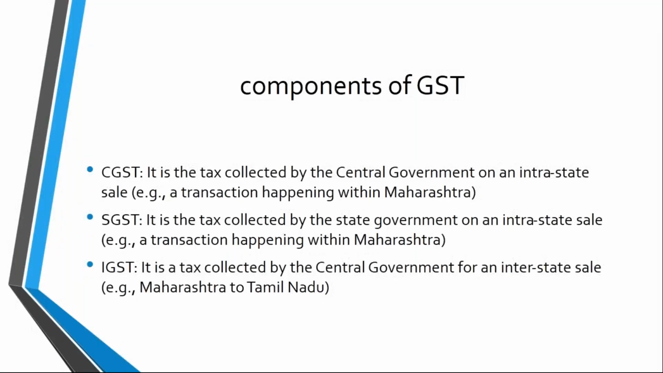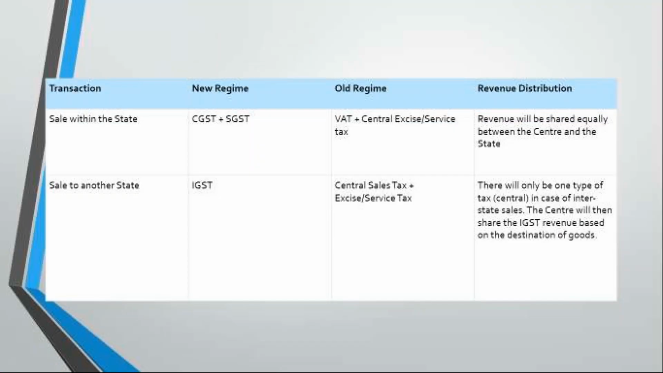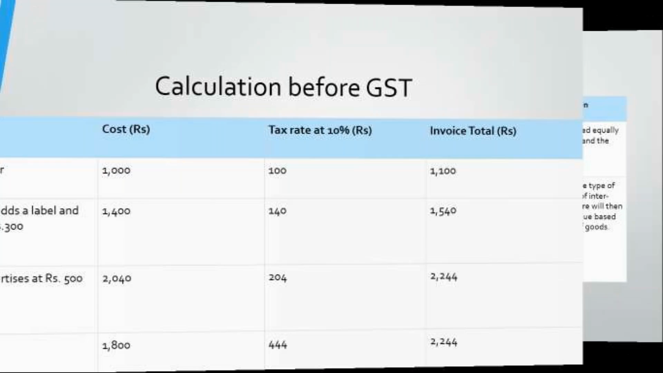And the components, as I told you, are CGST, SGST, and IGST. CGST and SGST are used when I'm making a sale or purchase within my state. IGST is used when I'm making a sale or purchase with another state. In that case, I'll be using IGST. The same thing has been repeated here also.